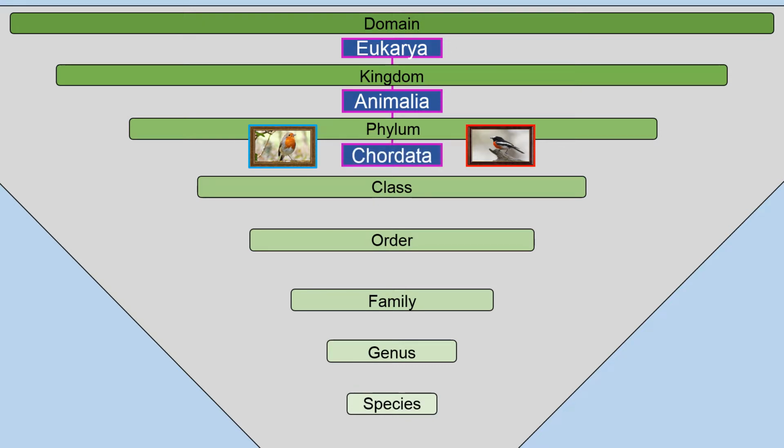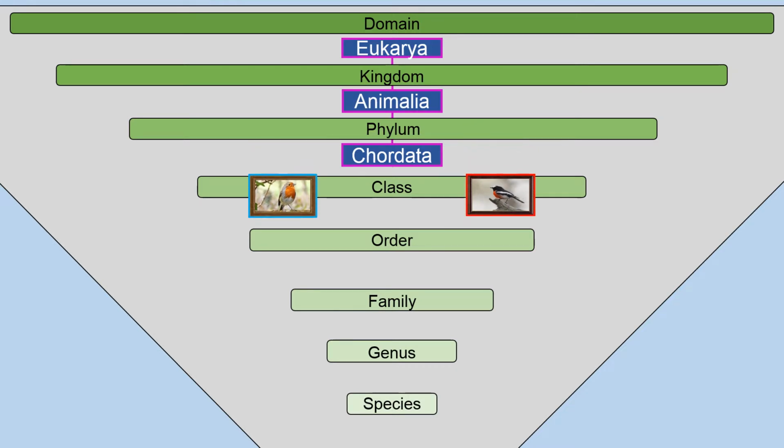Now that our robins have a backbone, we can move on to the taxon class. Both these vertebrates are endothermic, meaning they maintain their body temperature by internal bodily functions. These animals also both have feathers, toothless beaks, 4-chambered hearts, and a lightweight but strong skeleton. This means they both belong in the class Aves. Aves coming from Latin, meaning birds.